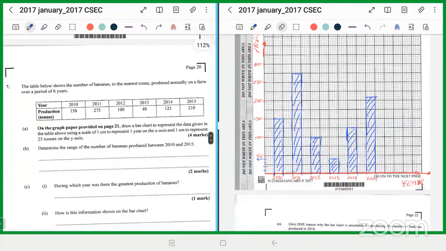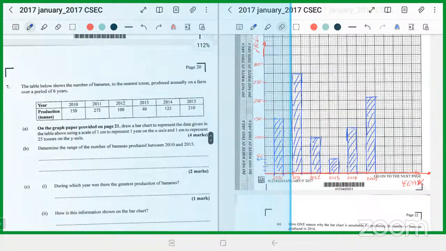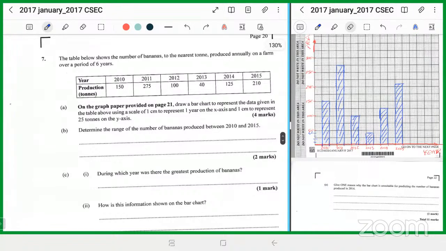All right. Then we have some questions now. I'm going to copy this over just now. The first question says, determine the range of the number of bananas produced between 2010 to 2015. So the lowest value to the highest value is the range. So it's 275, sorry, minus 40, which is 235 tons. That is the range of the production. During which year was the greatest production of bananas? 2011. Highest production, 2011. Easy.